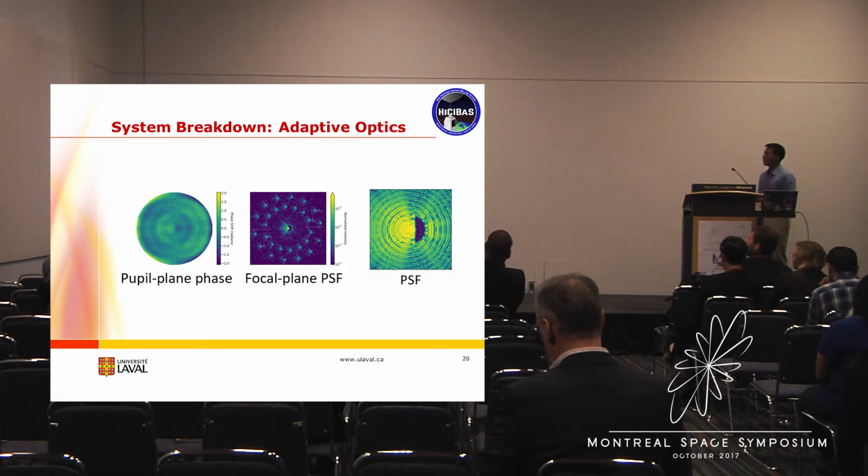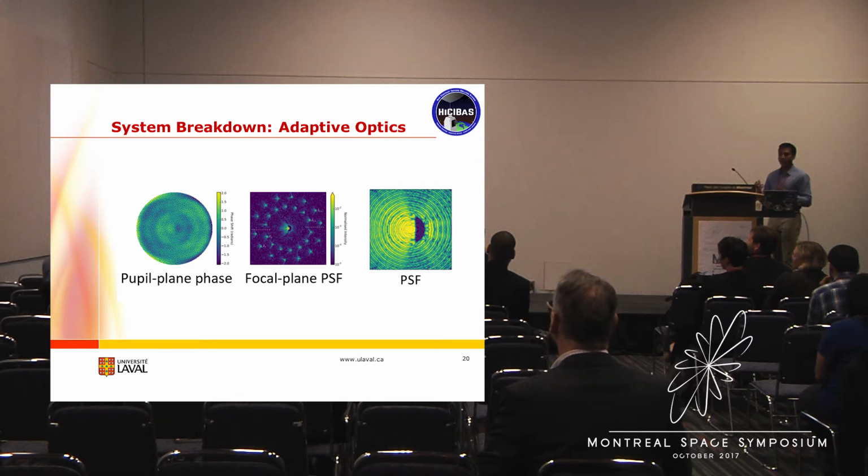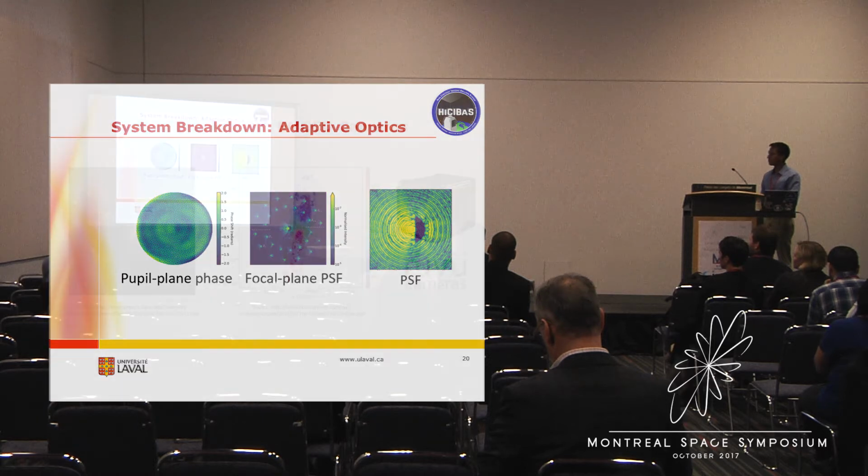This is a look at what we would see from that kind of data. On the left we have a pupil plane phase, so that's the phase pattern that we would see that would be sent back to the deformable mirror to make those corrections. In the middle we have the focal plane PSF that we can see on the detector. And on the right side is just a zoomed in view of that focal plane PSF.